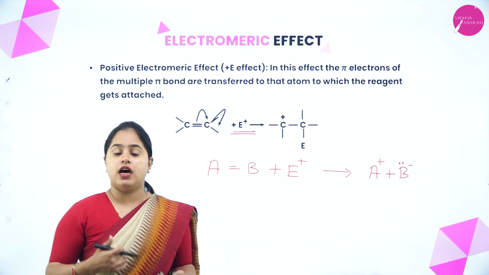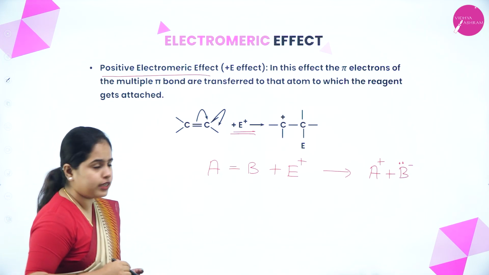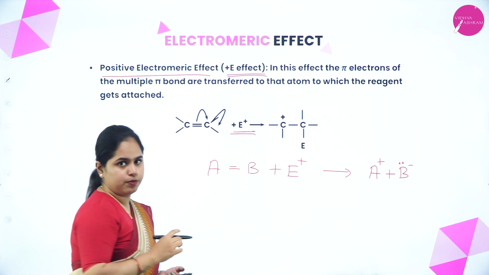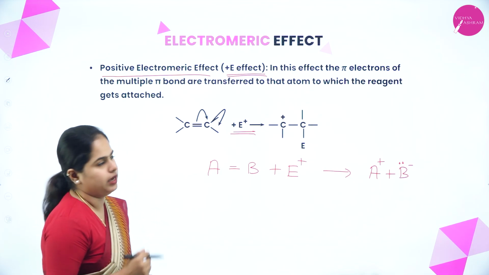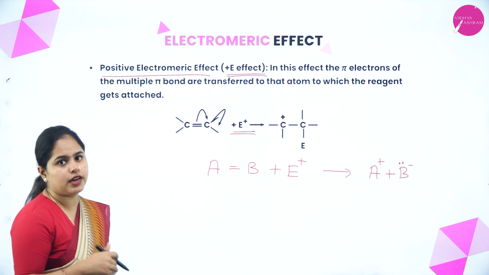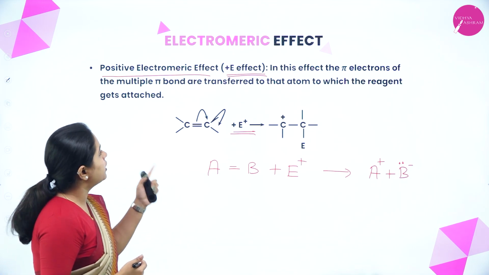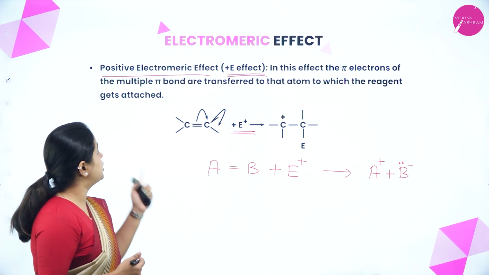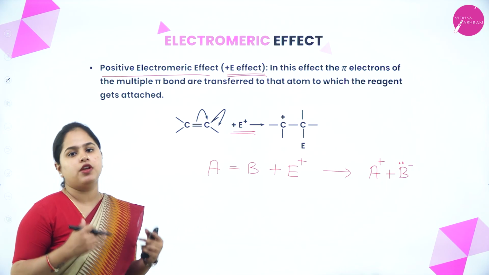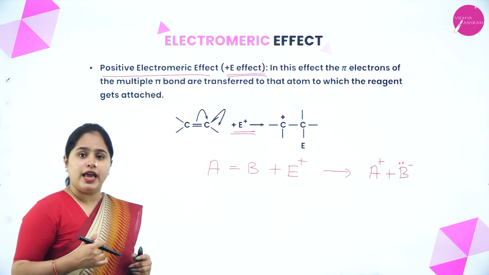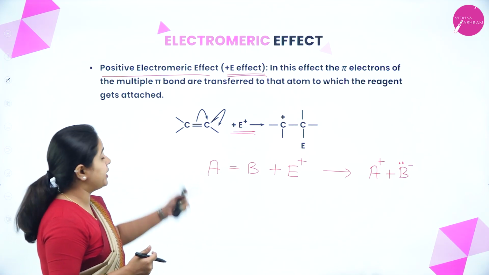So now based on this, there are two types of electromeric effects. The first one is the positive electromeric effect, which is represented by plus E, and there is the negative electromeric effect, which is represented by minus E. Right. So let's begin with the first one, that is the positive electromeric effect. In this effect, the pi electrons of the multiple bond are transferred to that atom to which the reagent gets attached. Okay, so in the positive electromeric effect, the pi electrons will be transferred to the atom to which the reagent gets attached.